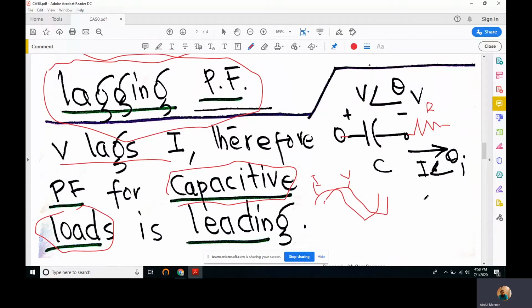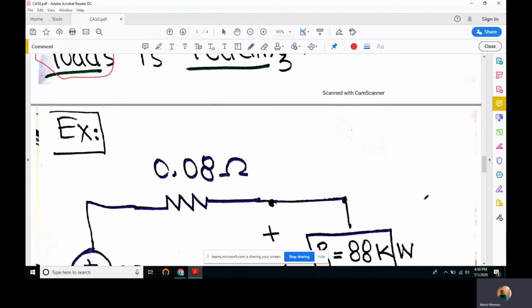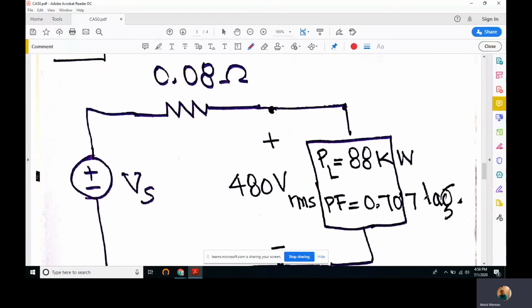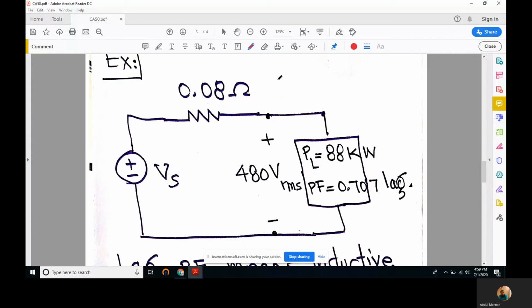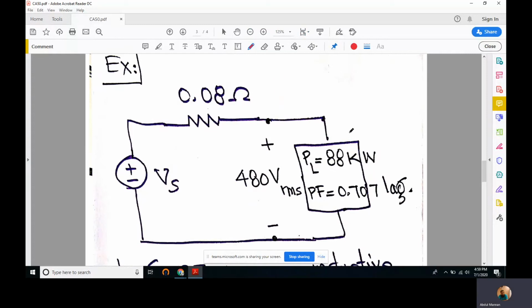Right, let's move on to the next slide where we are going to solve an example. And this is a very interesting example. We are driving a load here. The load is drawing 88 kilowatts of active power. Kilowatts means 10 to the 3, and it has a power factor of 0.707 lagging.